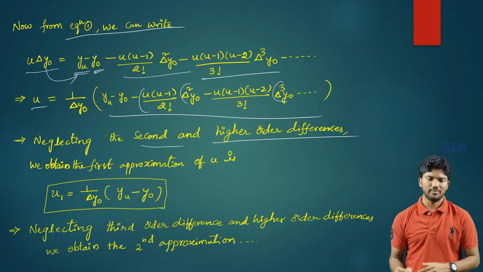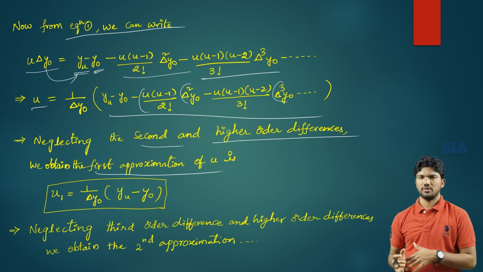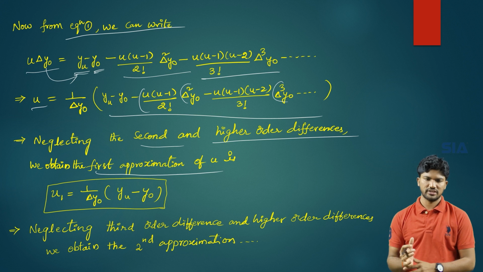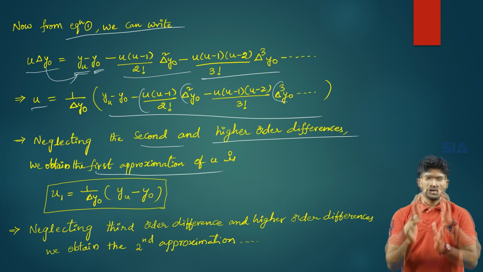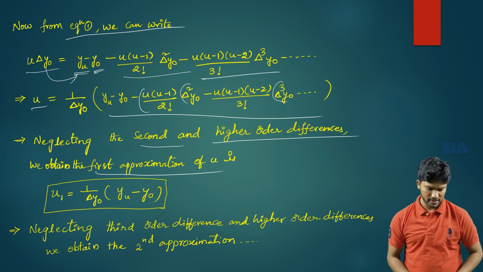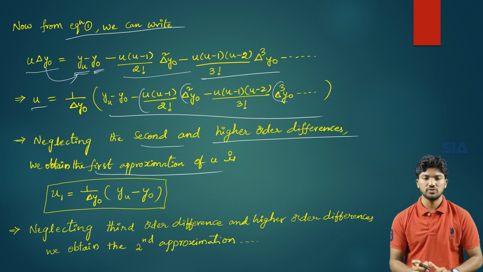Okay, then we obtain the first approximation. The method is the method of successive approximations. Successive means one after another. Therefore, the method of successive approximations means that to get the first approximation, we have to ignore the values of higher order derivatives beyond delta y naught. So the first approximation is indicated as u suffix 1.